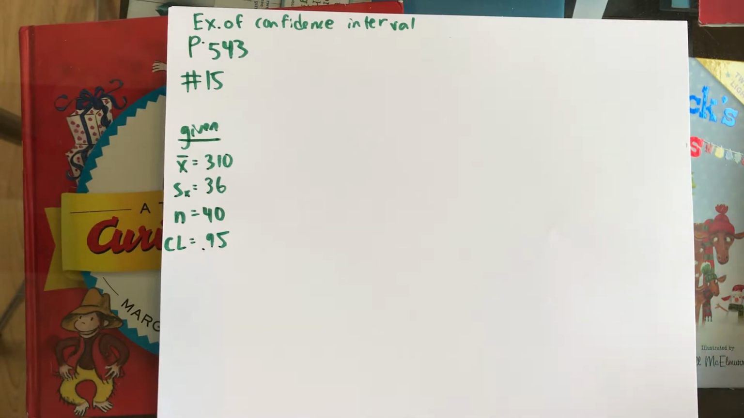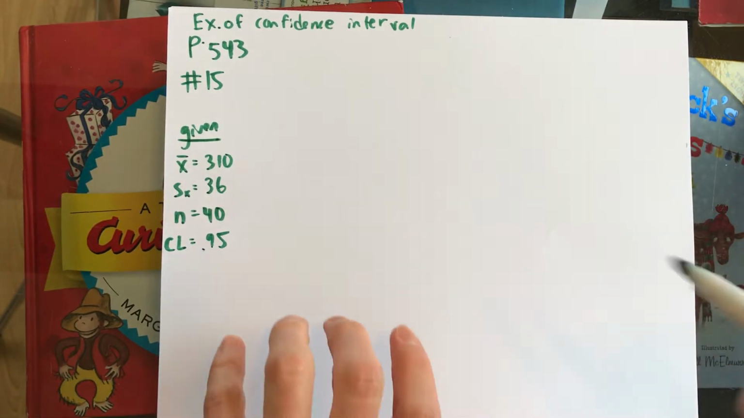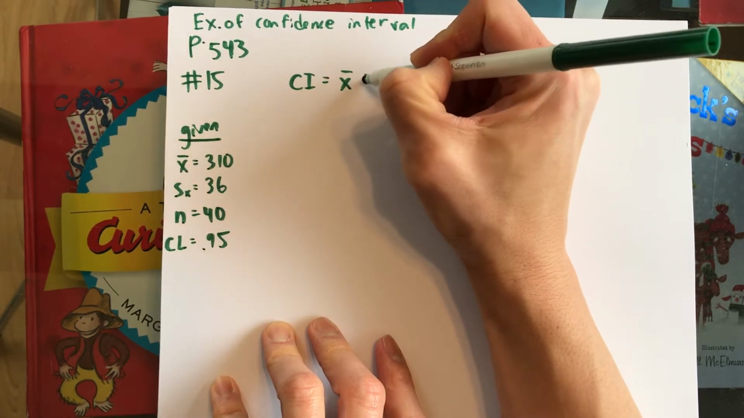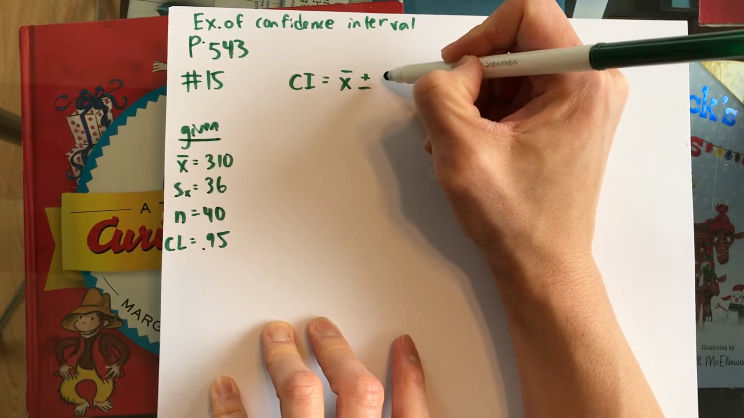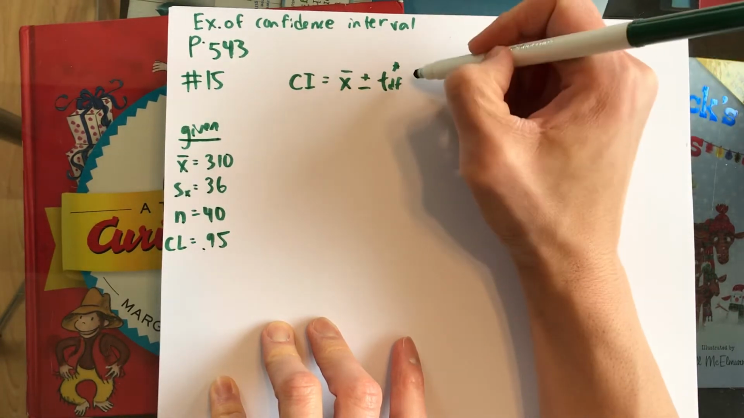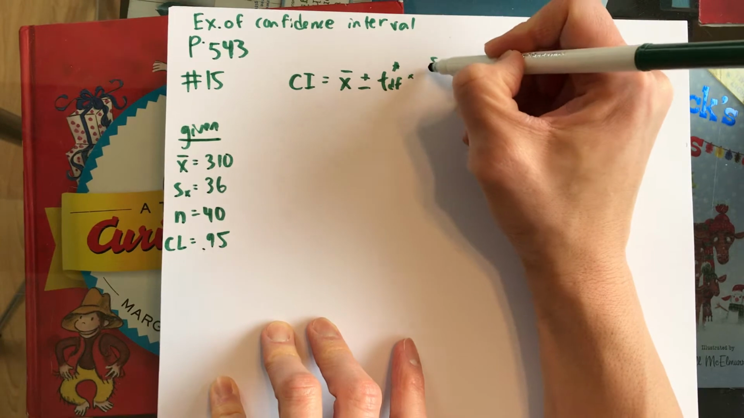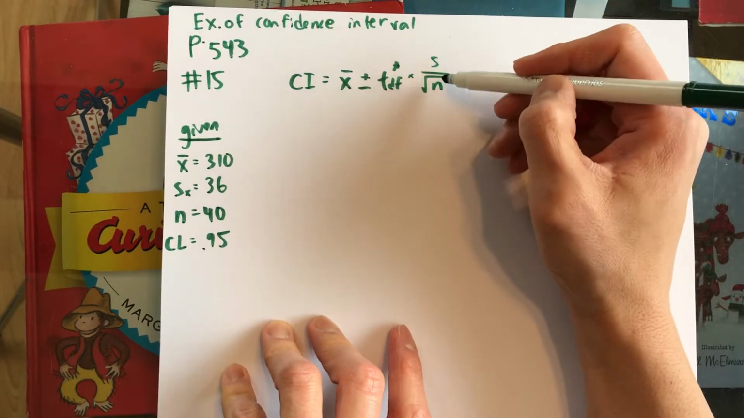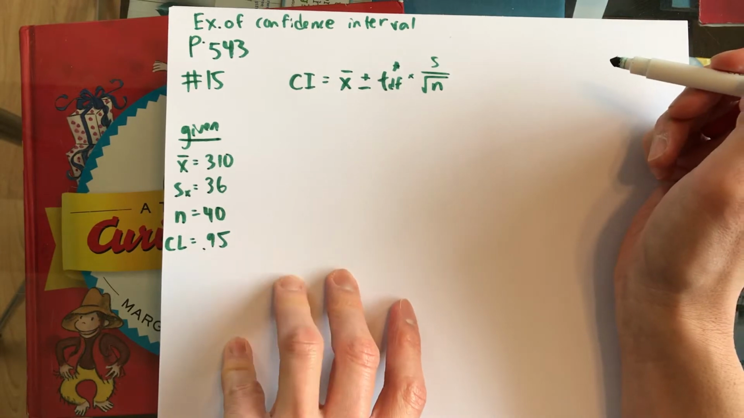So we want to use that same formula that we've written on the other page. Our confidence interval equals our mean plus or minus, and this is our margin of error formula: T critical value, degrees of freedom, times S over the square root of n. Standard deviation over square root of n.